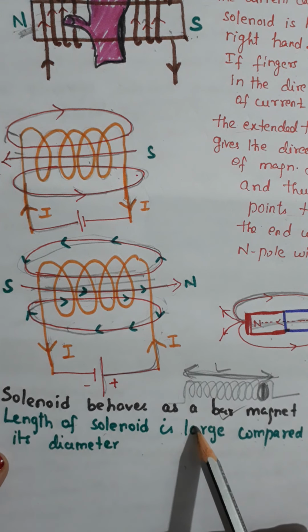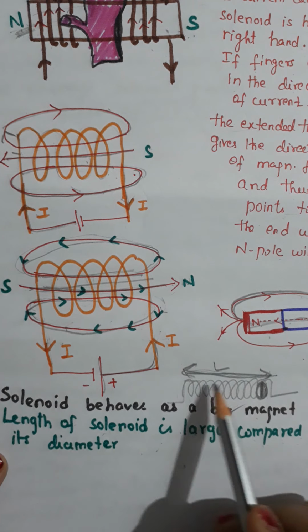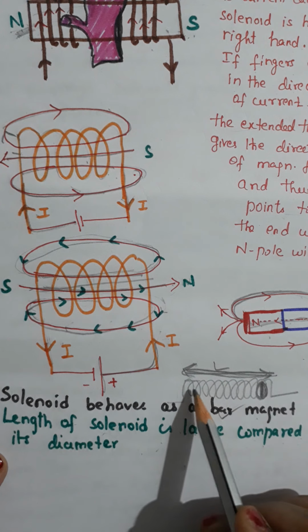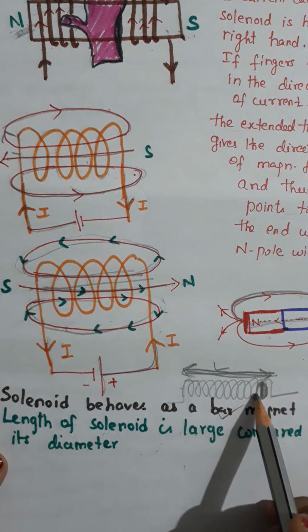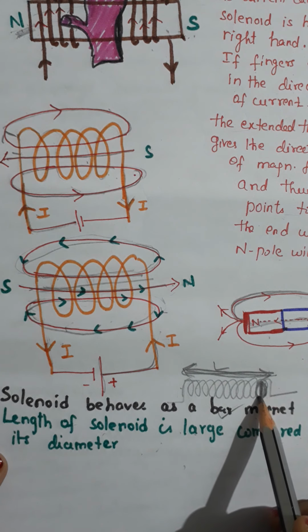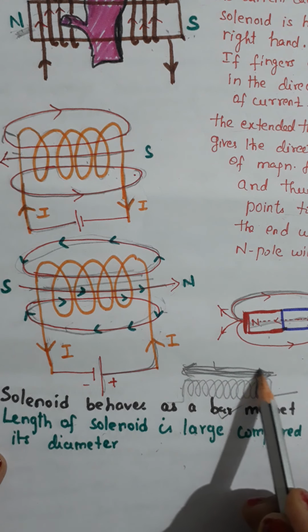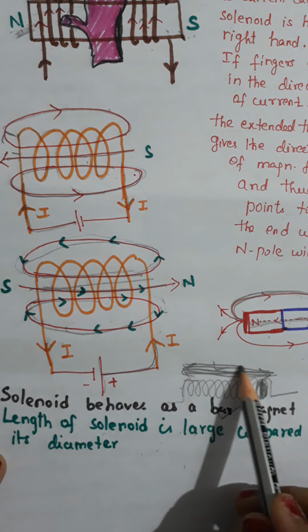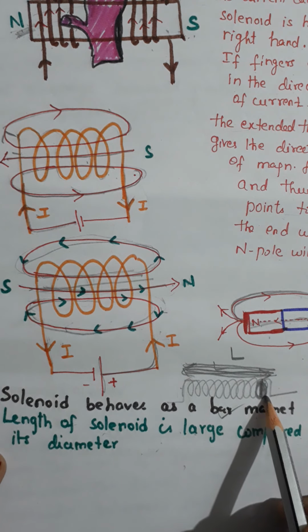Next, the length of the solenoid is large compared to the diameter. You can see the solenoid here. Look at the length of the solenoid from this end to this end. Compare it with a single loop and look at the diameter, children. I have shaded it, right? So the diameter is very small and the length is very large. That is, the length of the solenoid is very large compared to the diameter, right?